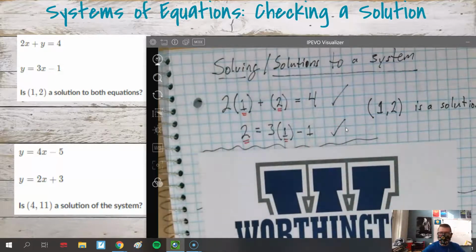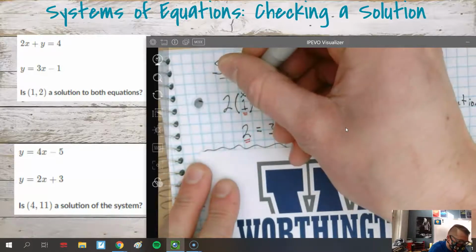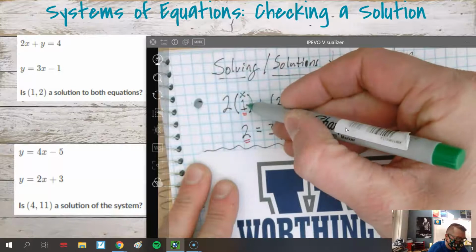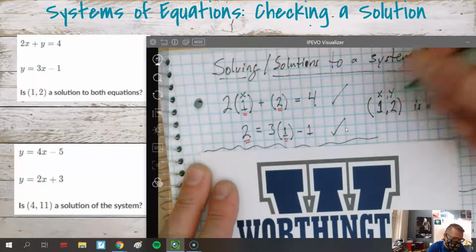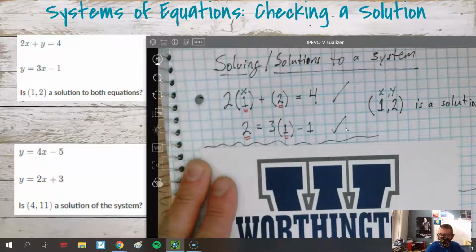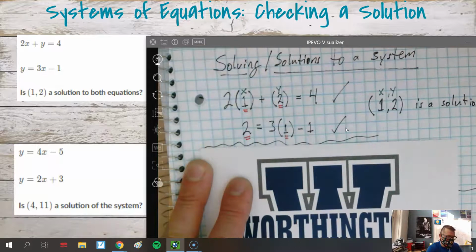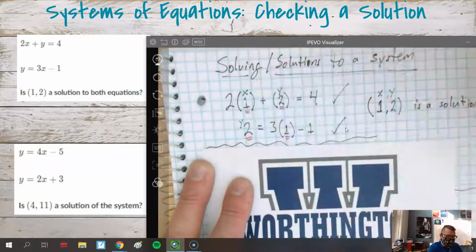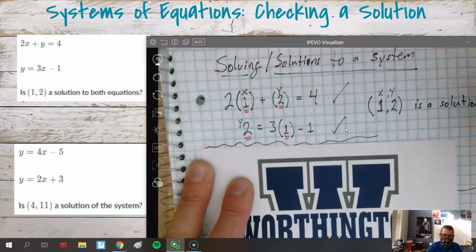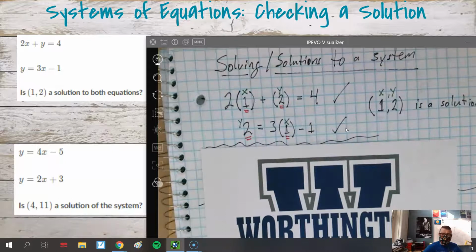Yay! Now for anyone who's like, wait, how did he just do that? This was x. We replaced it with 1, which came from our point, because coordinates are always x, y. So if you need to make that reminder for yourself, coordinates are always x, y. This was y, so we replaced it with 2. Similarly, this was y equal to 3x minus 1, and it checks out.